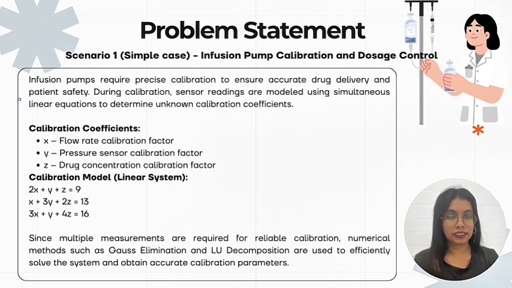For the calibration model, which is the linear system, we have three equations. The first equation is 2x plus y plus z equals 9. The second equation is x plus 3y plus 2z equals 13. And the last one is 3x plus y plus 4z equals 16. Since multiple measurements are required for reliable calibration, numerical methods such as Gauss elimination and LU decomposition are used to efficiently solve the system and obtain accurate calibration parameters.